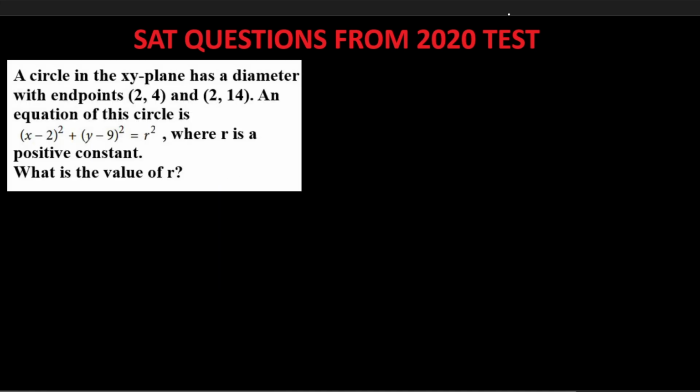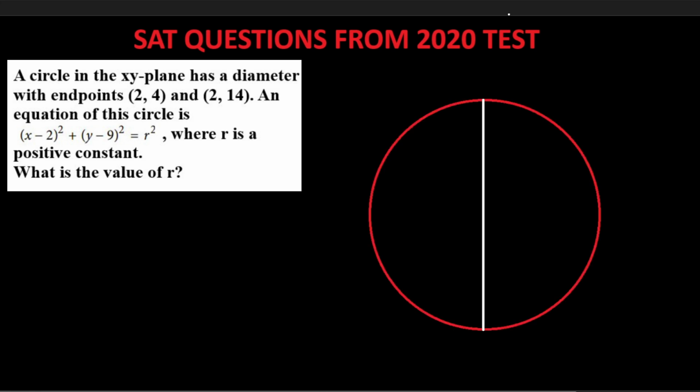A circle in the xy plane has a diameter with endpoints (2, 4) and (2, 14). An equation of this circle is (x minus 2) squared plus (y minus 9) squared equals r squared, where r is a positive constant. What is the value of the radius? Here's a diagram of the circle with the diameter. Looking at the endpoints, we see that the diameter has a length of 10 units. Therefore, the radius must be 5 units.